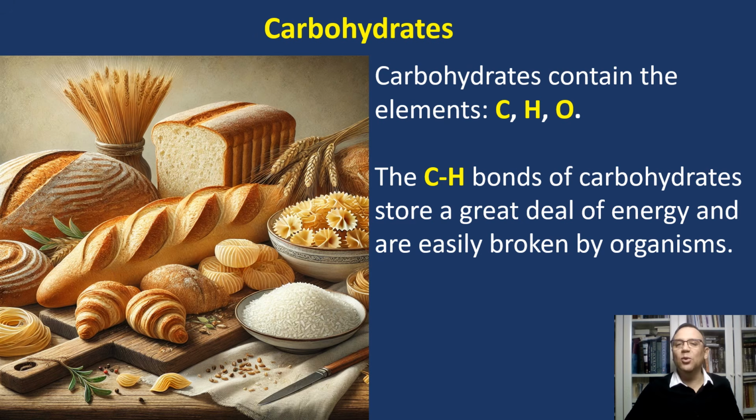Now let's take a look at carbohydrates. Carbohydrates, as you perhaps noticed on the previous slides, contain carbon, hydrogen, and oxygen. The energy stored in the covalent bonds between carbon and hydrogen is released when organisms break these bonds. In fact, this is how organisms, including humans, get their energy from the food they eat. The energy comes from the breakage of covalent bonds.